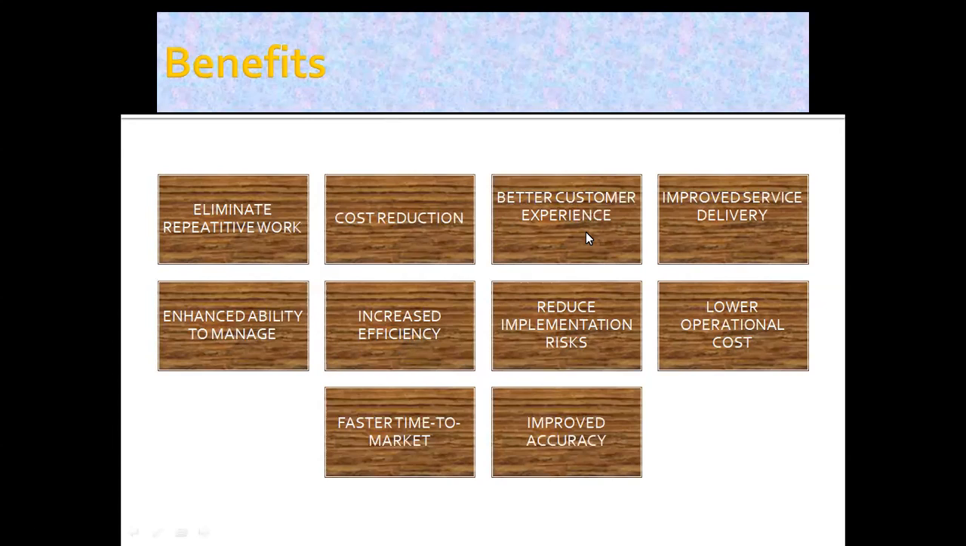And the better customer experience, improved service delivery, lower operational cost, reduced implementation risks, improved accuracy, faster time to market. Faster time to market means any solution or requirement the customer needs, you can implement faster, because you don't need to write the code, just drag and drop.